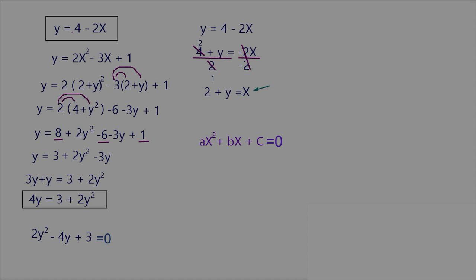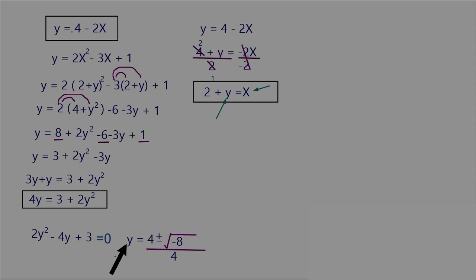Using the quadratic formula to solve, we get y equal 4 plus or minus the square root of minus 8 over 4. To find x, we use this equation. Two plus 4 over 4 as a fraction is equal to 3.